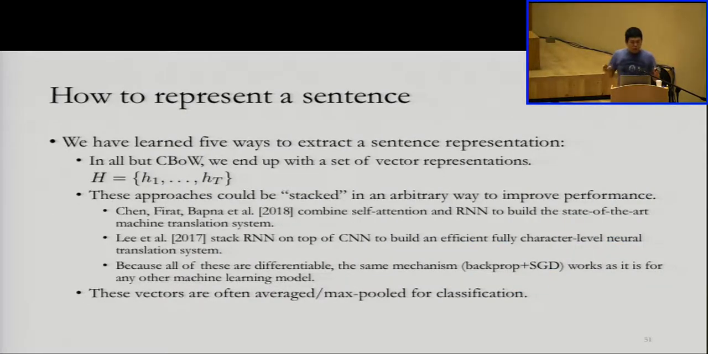Now, so far we have learned five different ways to extract a sentence representation, or the representation of a sequence of tokens.